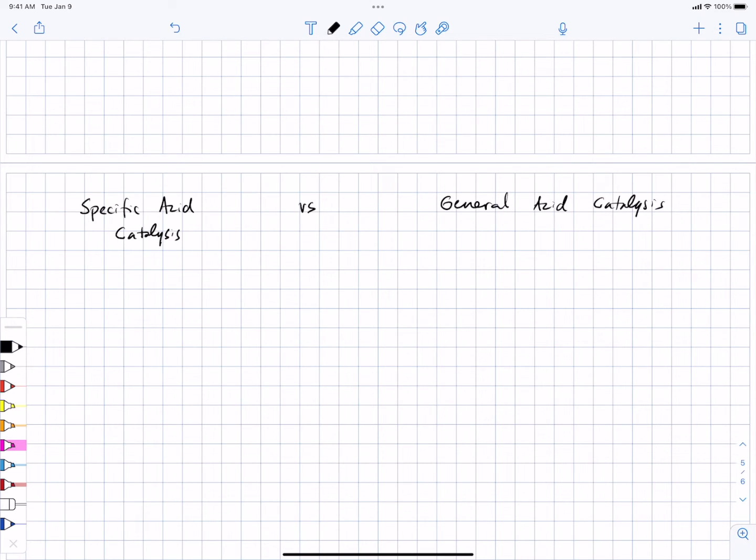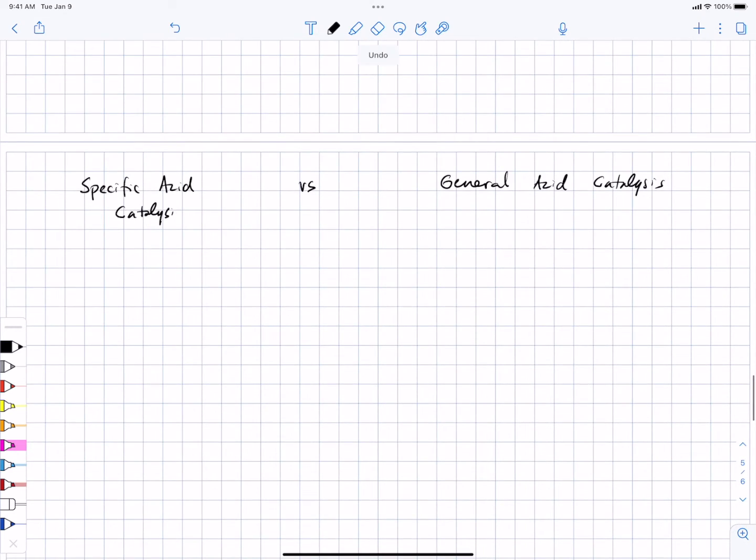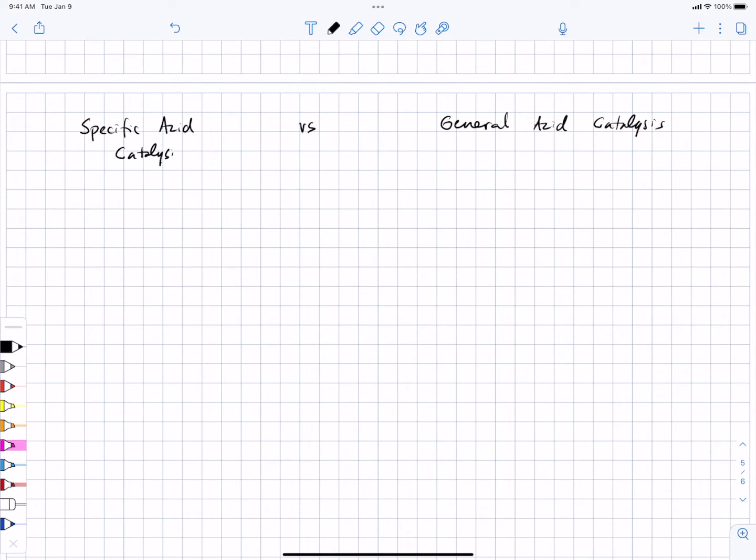Why? Okay, why? Because when somebody discovers something, they get to name it, and we don't all get to decide what the best way to talk about it is. So let me show you the real thing that matters for specific acid versus general acid catalysis.